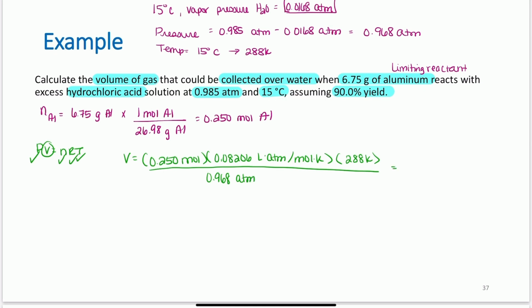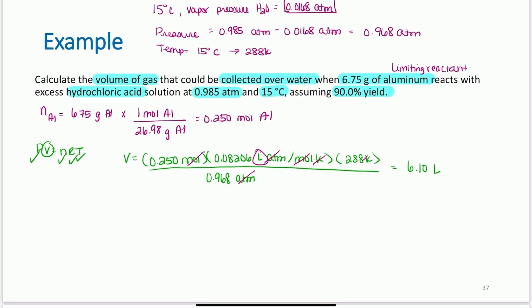And I need to calculate this out quick. 0.25 times 0.08206 times 288 divided by 0.968 gives me 6.10 liters. So moles to moles, atmosphere, atmosphere, K, Kelvin, Kelvin. I've got liters. We are good.